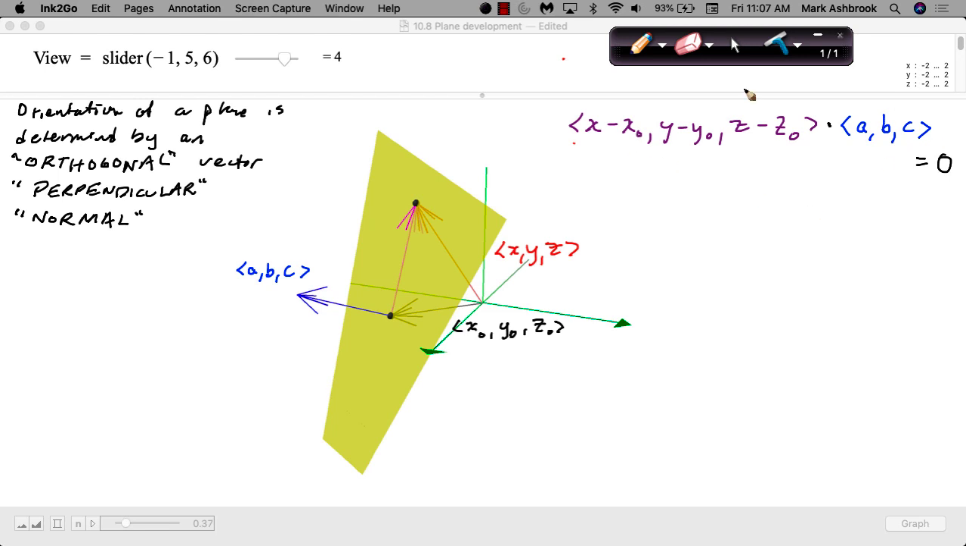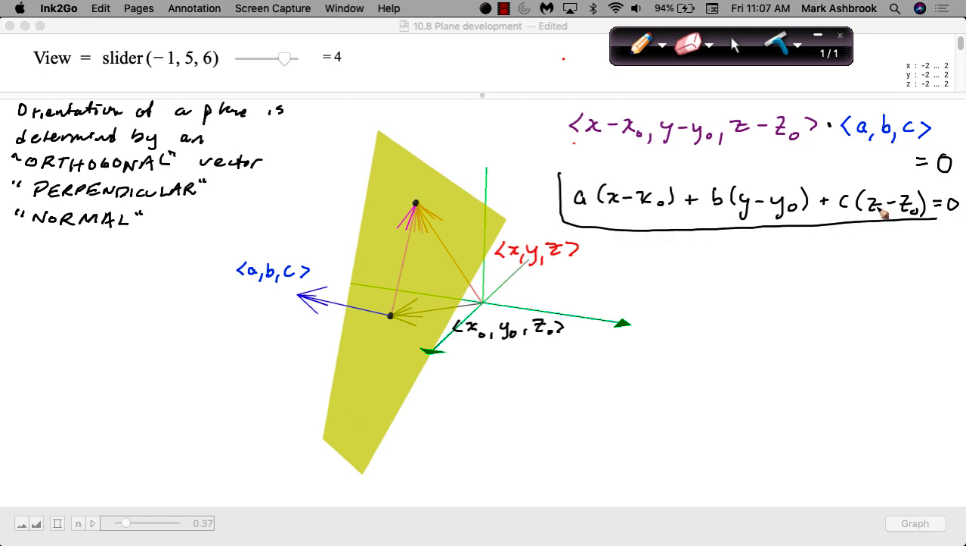So doing the math here would mean what? What would it be? A times x minus x naught equals. So that's our first form of the equation of the plane. So what's known and what's fixed and varying? A, fixed or varying? Fixed. X, varying. X naught, fixed. And that's the same for all three of these.